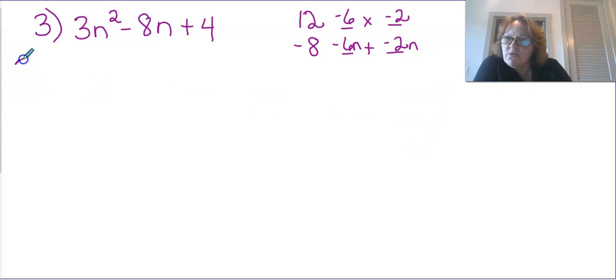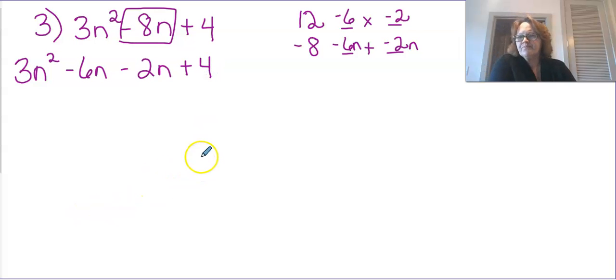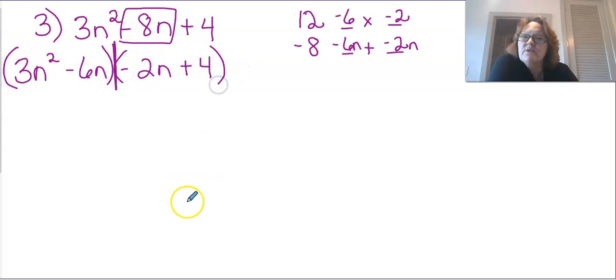So I'm going to rewrite the whole thing, 3n squared. Instead of writing negative 8n, I'm going to write negative 6n minus 2n, and then continue with the rest of the trinomial. So I've split my middle term. Now I'm going to divide this thing down the middle. You can use parentheses too, like you could do this if you wanted to. If you think that's easier, that's fine.